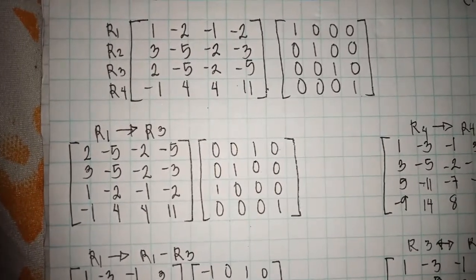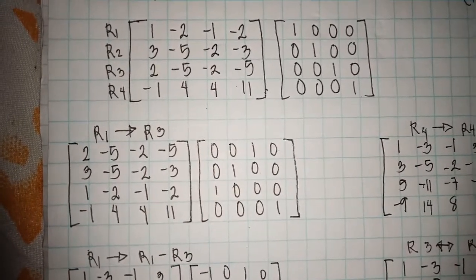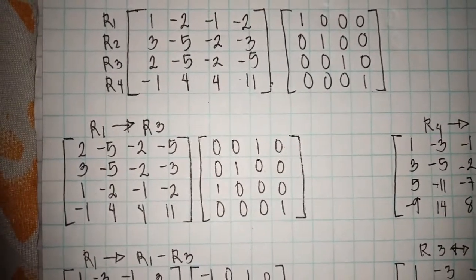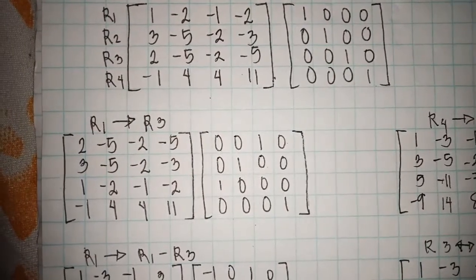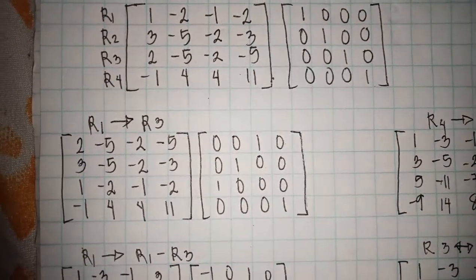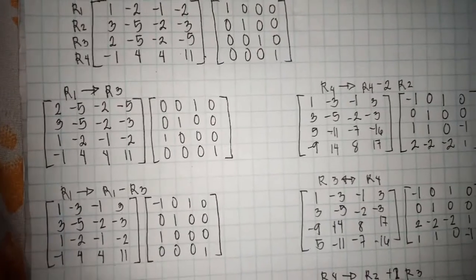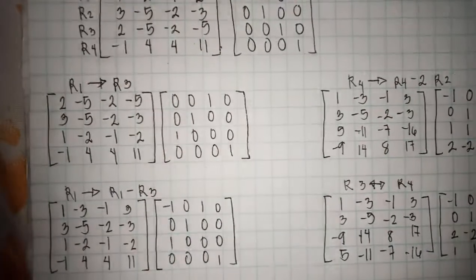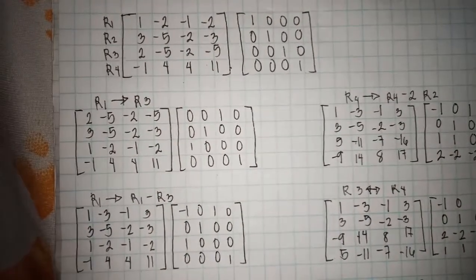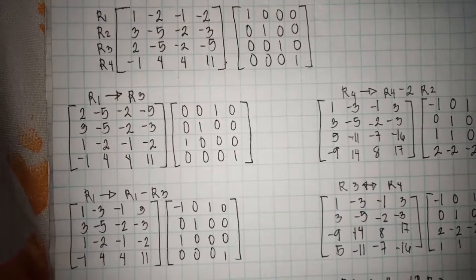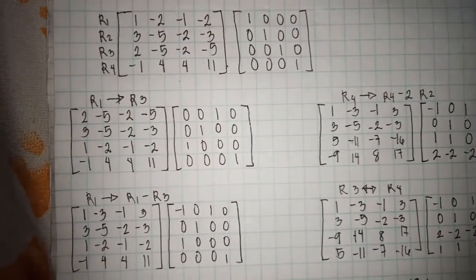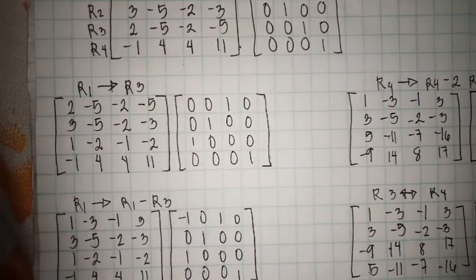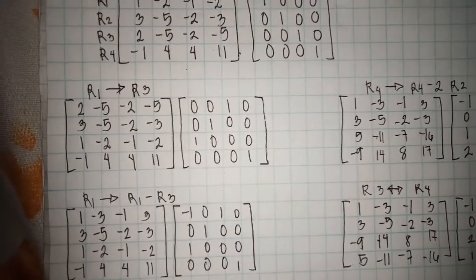In row 3, we have positive 1, negative 2, negative 1, and negative 2. And in row 4, we have negative 1, positive 4, 4, and 11. So what we have done on the right side, we need to do on the left side. So we have 0, 0, 1, 0 in row 1, and in row 2 we have 0, 1, 0, 0, and in row 3 we have 1, 0, 0, 0, and in row 4 we have 0, 0, 0, and 1.